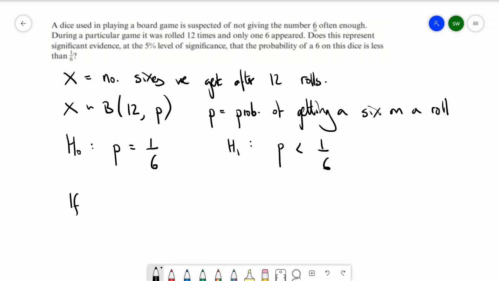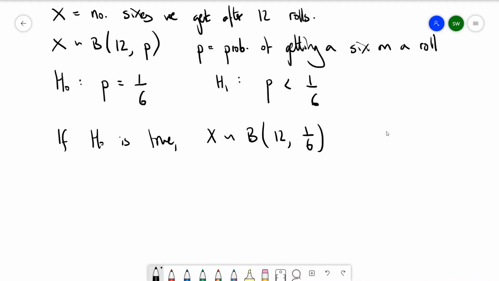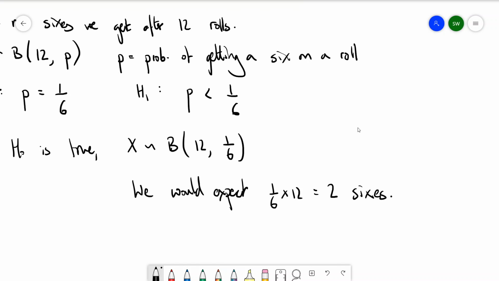So next we're going to think, well, if H0 is true, i.e. the dice is fair, then x would be binomially distributed, 12 and a sixth. Remember, x is the number of 6s we get. So it's worth noting that we would expect, well, how many 6s would we expect? We'd expect a sixth of 12, which is 2 6s. So if the dice is fair, we would expect 2 6s.